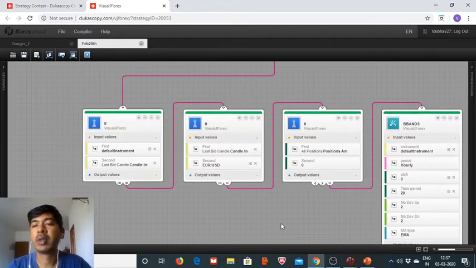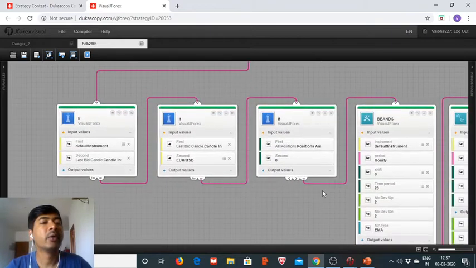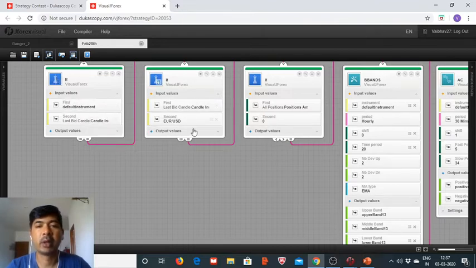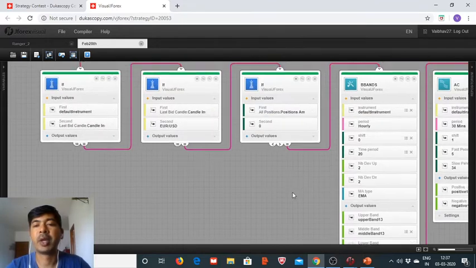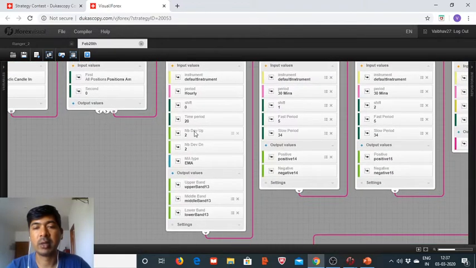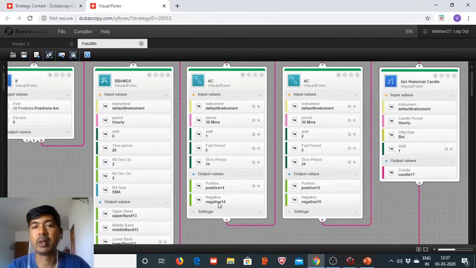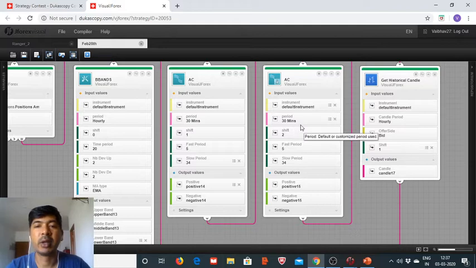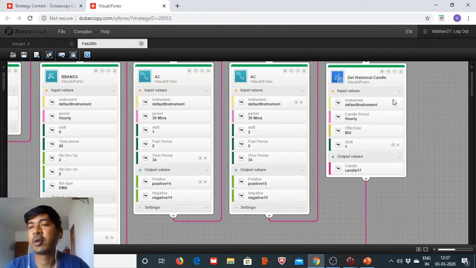Let's take a look at our Visual J Forex build. Here is the instrument subscription, and then the position amount has been kept at 0. The Bollinger band is defined at hourly time frame, standard deviation is 2, and then these are AC2 indicators. Shift 1 will check for the last period, and shift 2 periods back, and the time period is of 30 minutes, and the get historical candle is of hourly time frame.